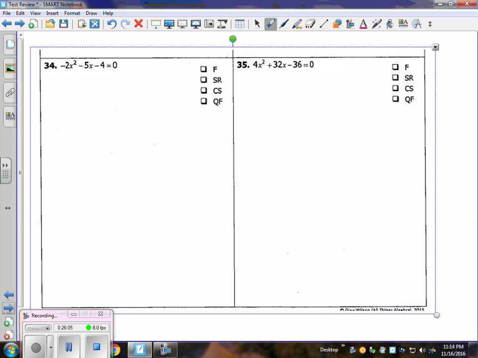All right, 34. For this one here, we can do quadratic formula again. I'm not real sure it would factor very nicely, so let's go ahead and just go for quadratic formula. So a is negative 2, b negative 5, and c negative 4. And go ahead and plug or check to see. I'm going to take a moment here and just write.